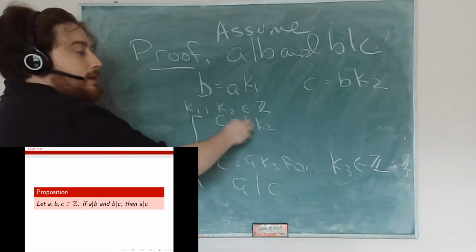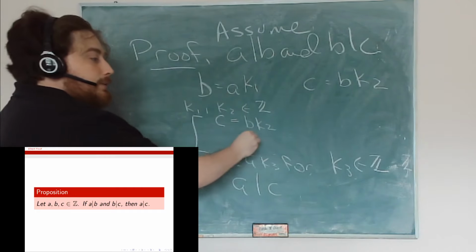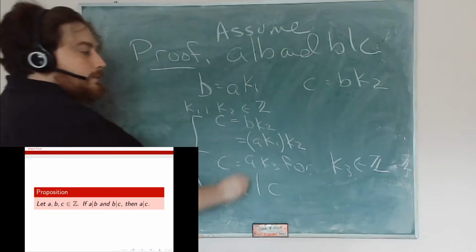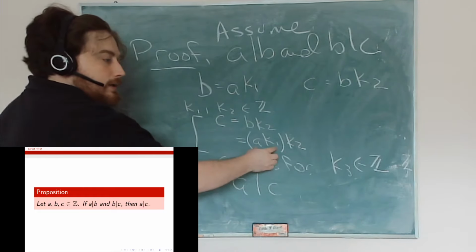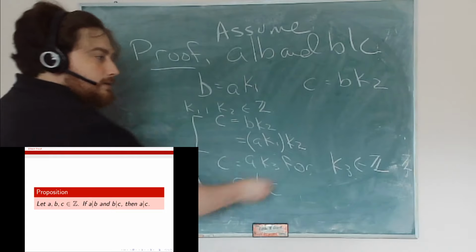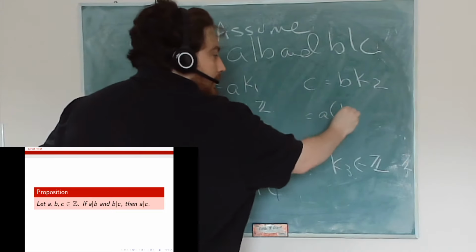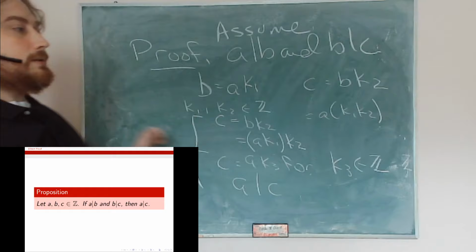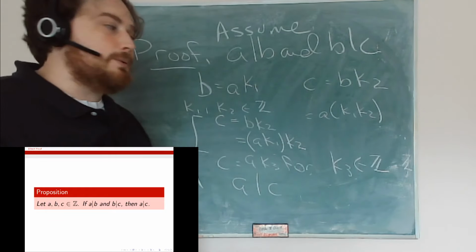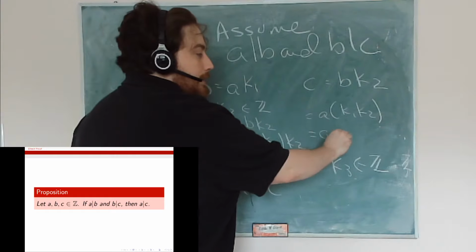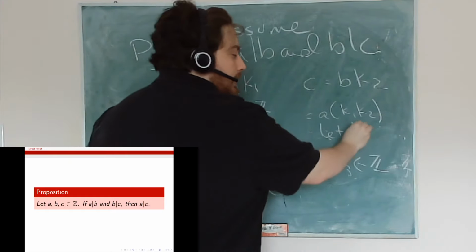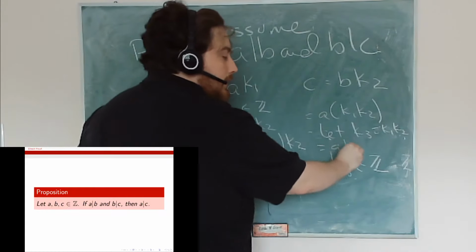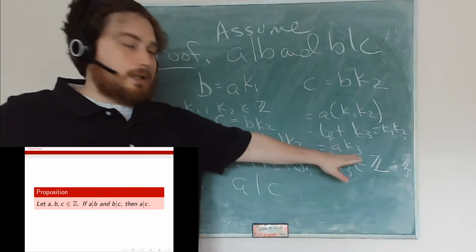So we're going to rewrite this as the formula that we had above. And so what we get is B is going to be A K1. And so we get C is B K2, and A K1 times K2. And so if we rewrite that, we get A times K1 K2. Now, if we notice, K1 is an integer, K2 is an integer. So what does that mean? Well, it means that we can let K3 equal K1 times K2. K3 will then be an integer, so we get C is equal to A times K3.